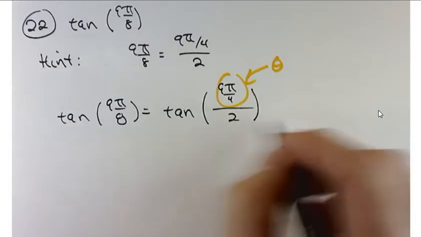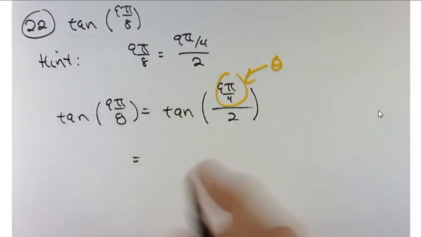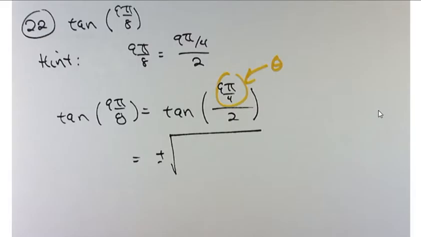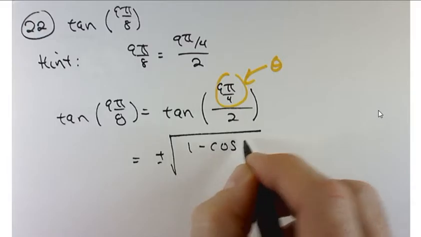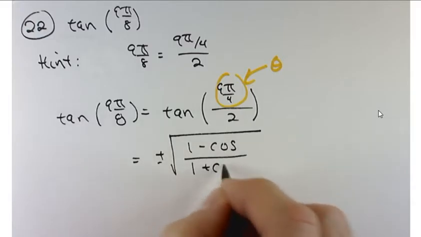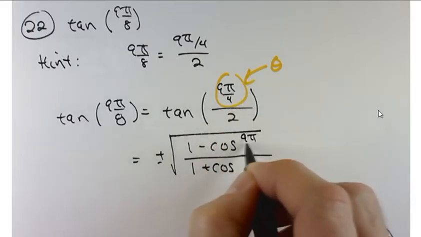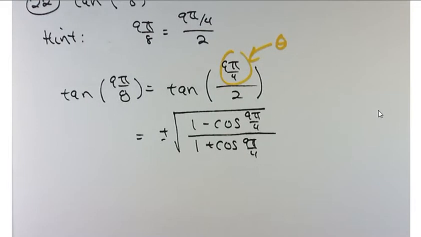Well, the formula for tangent of theta over 2 is going to be plus or minus the square root of 1 minus cosine of theta over 1 plus cosine of theta. And in this case, our theta is 9 pi over 4. Yeah, we're going to get some ugly fractions here.